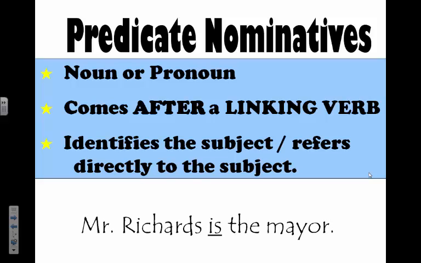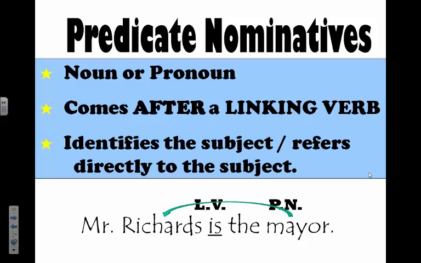And here's an example sentence. Mr. Richards, I don't know him, but he must be pretty famous. Mr. Richards is the mayor. Is is the linking verb, Mr. Richards is the subject, and the mayor is renaming who Mr. Richards is. Mr. Richards is what? Is the mayor. So it comes after a linking verb, it's a noun, and it renames the subject. It is a predicate nominative.